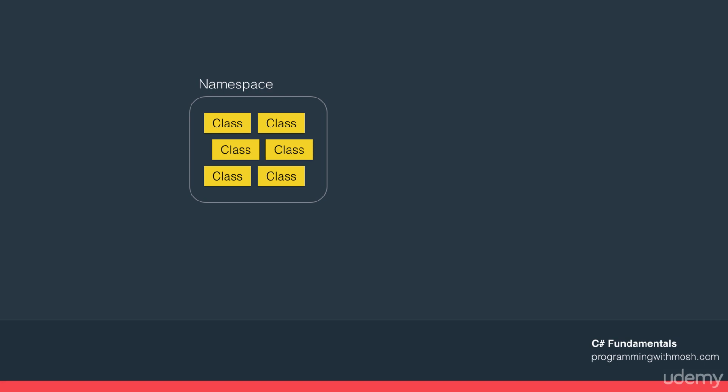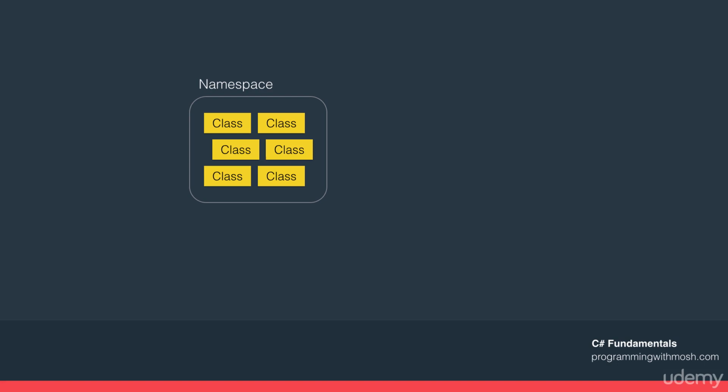So a namespace is a container for related classes. For example, in .NET Framework, we have namespaces, each containing tens of related classes. We have namespaces for working with data, like databases. We also have namespaces for working with graphics and images. We have namespaces for working with security.